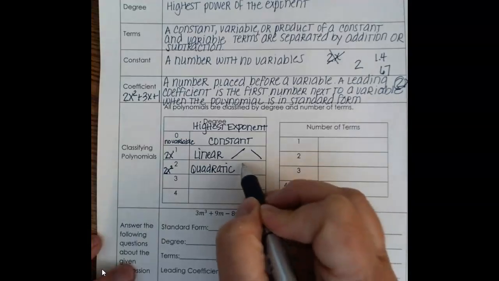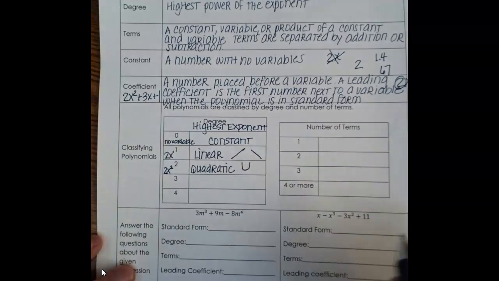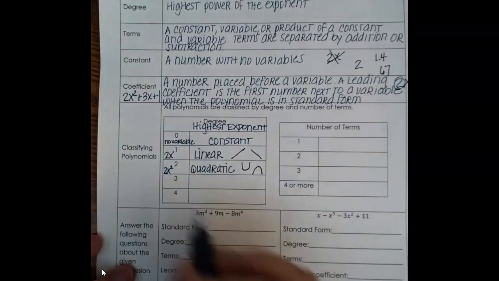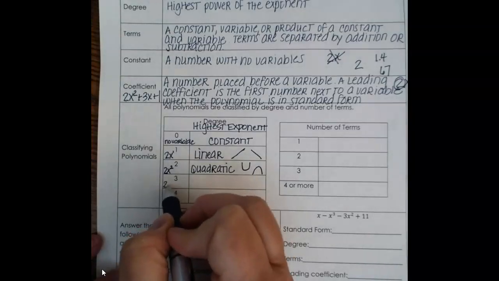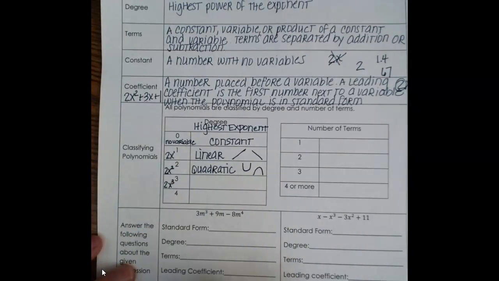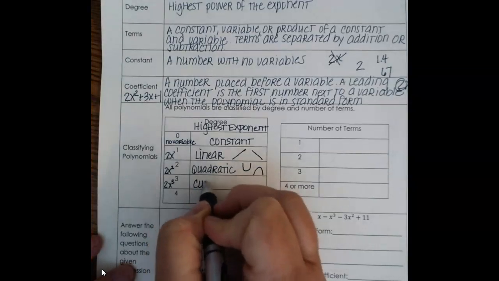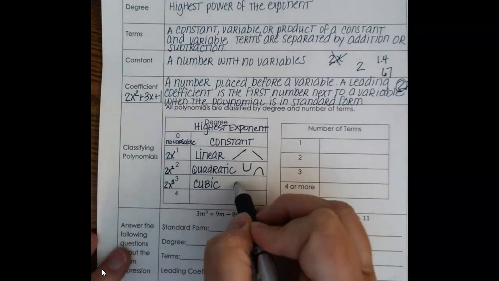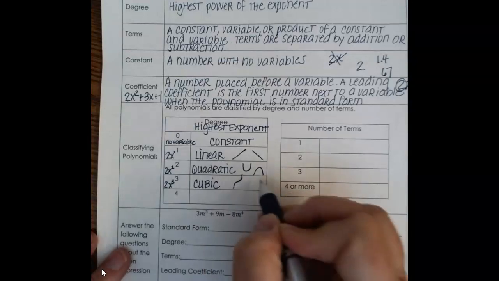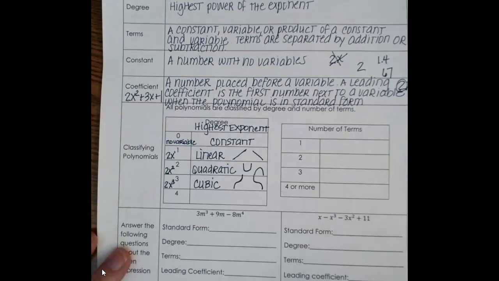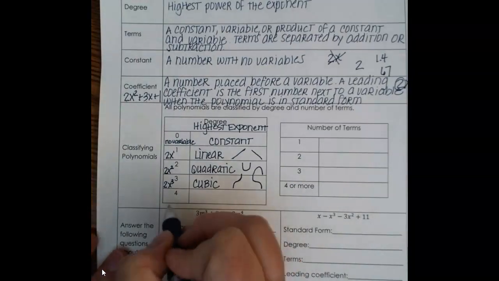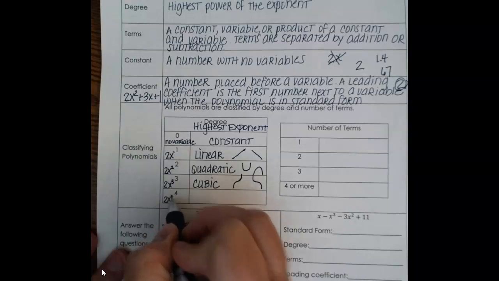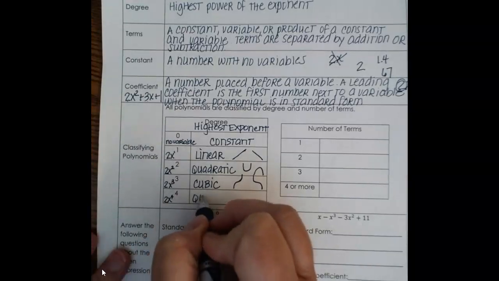Quadratic. A quadratic is a parabola. It's a U-shaped graph that can open up or it can open down. If our highest exponent is 3, 2x cubed, we call that cubic. A cubic we won't be dealing with in Algebra 1, but if we were to graph it, it would kind of have that kind of shape, or it could start high and go low. Our last one, quartic. If the highest exponent is a 4, we call this quartic.